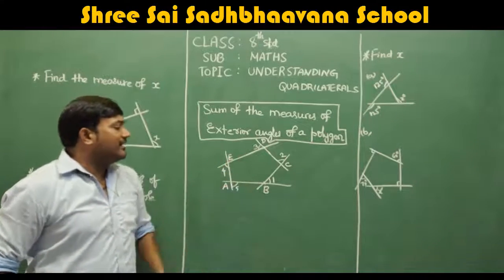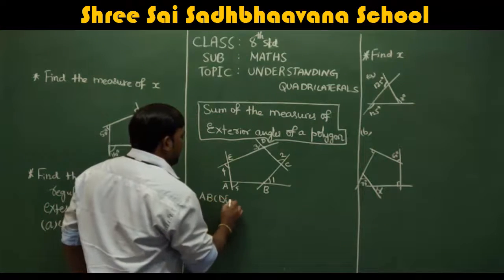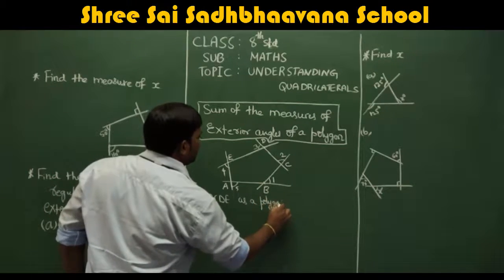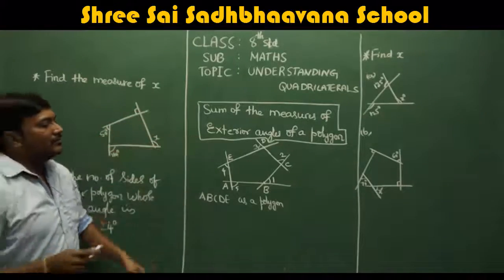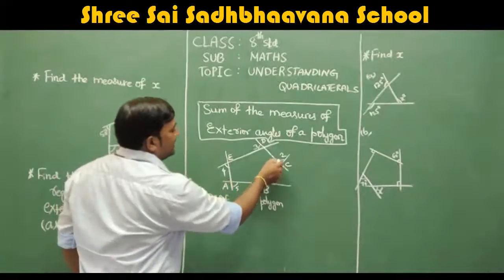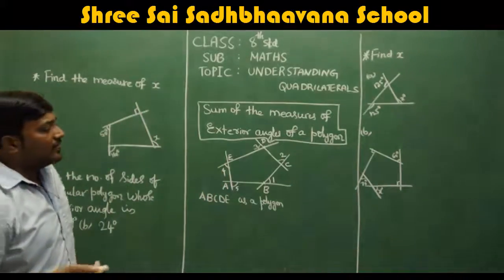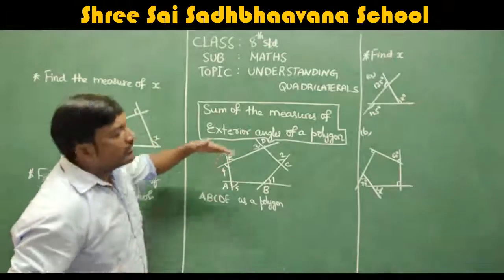Let us consider ABCDE as a polygon. Understood? It is a polygon with how many sides? AB, BC, CD, DE, and EA. You can take it as 5 sides, correct? 1, 2, 3, 4, 5. So this polygon has 5 sides.